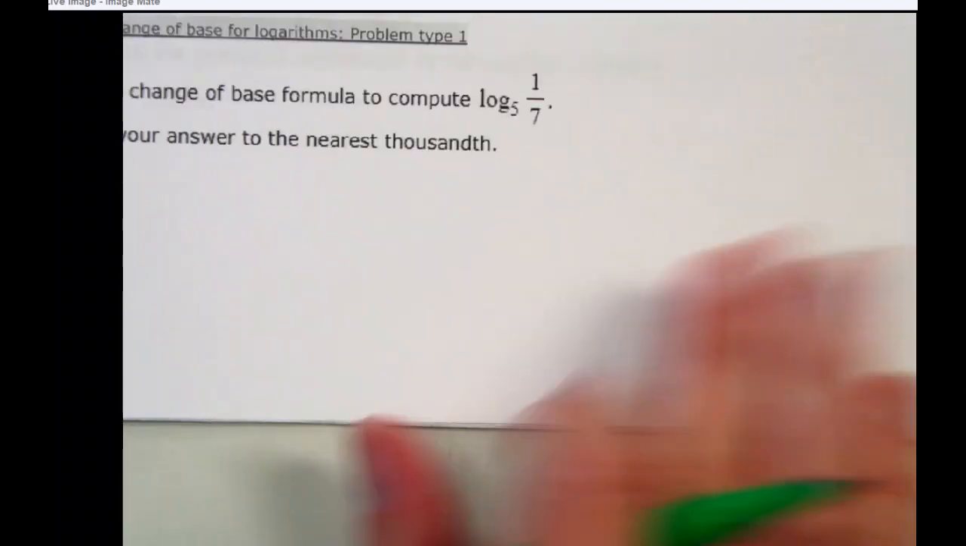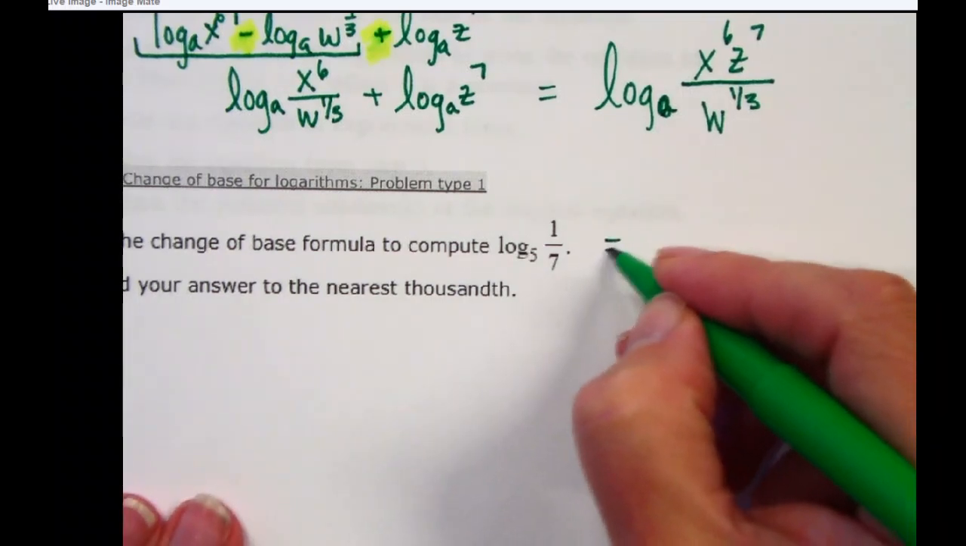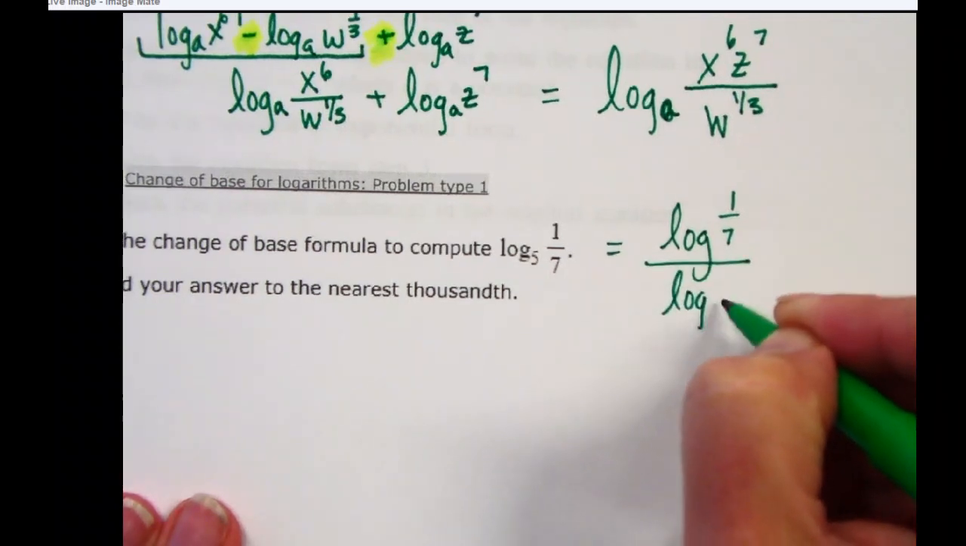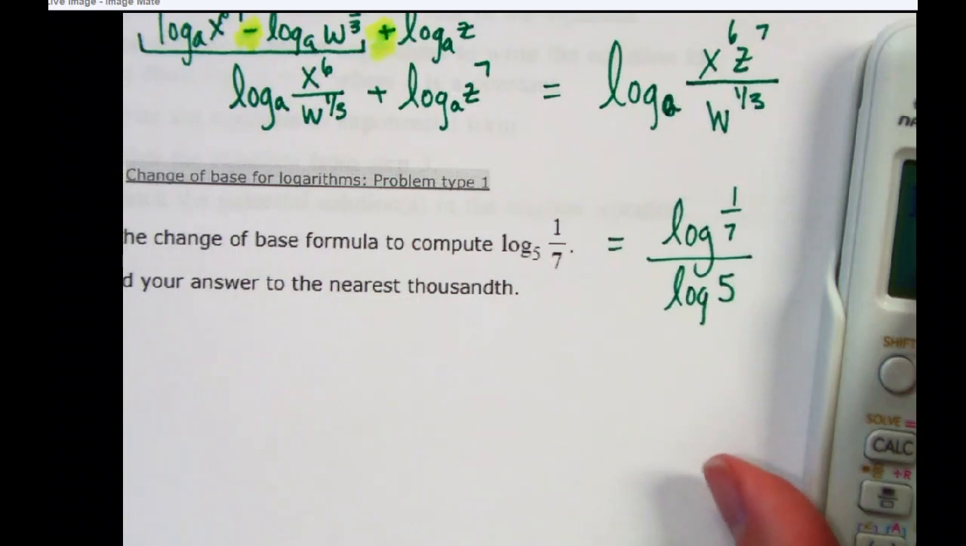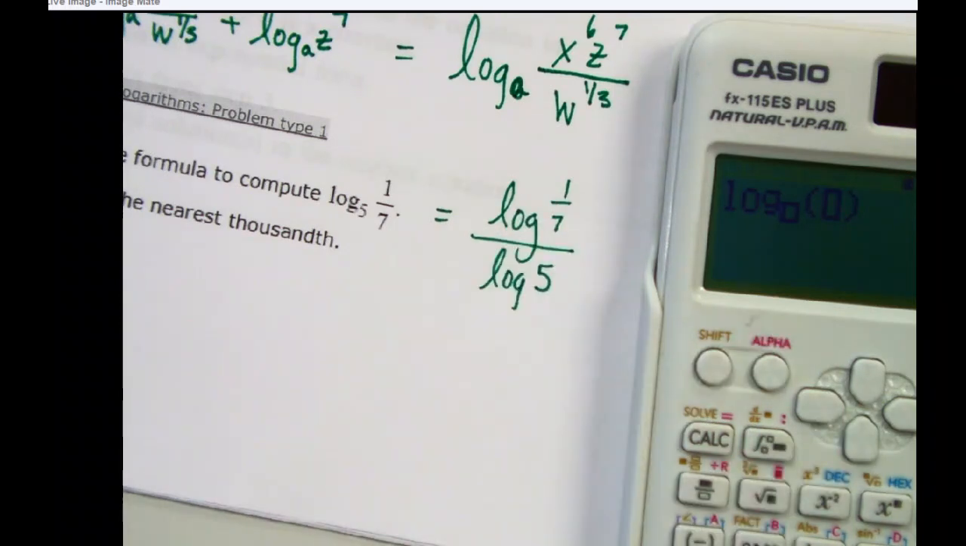Okay, this says to use the change of base formula. I just want to show you how friendly it is. This is log of 1/7 divided by log of 5. That's all it is. So you can type it into your calculator, log base 5 of 1/7, or I'm going to choose to do it this way just to show you I can. Log of 1/7, and we're going to divide that by log of 5.